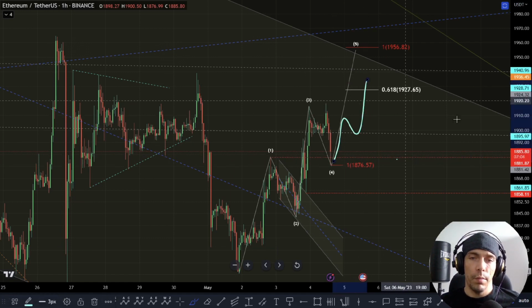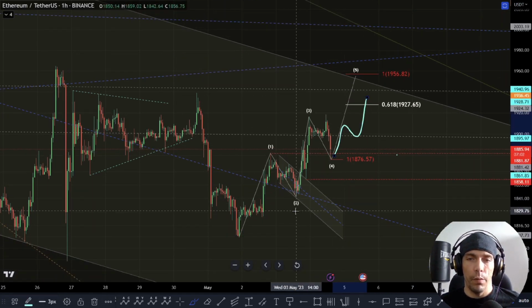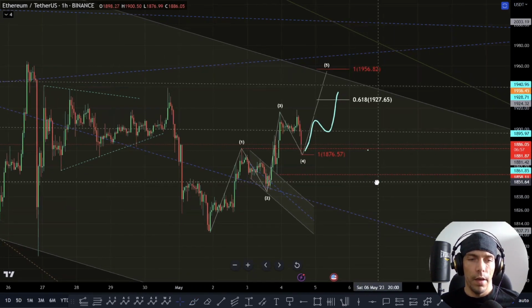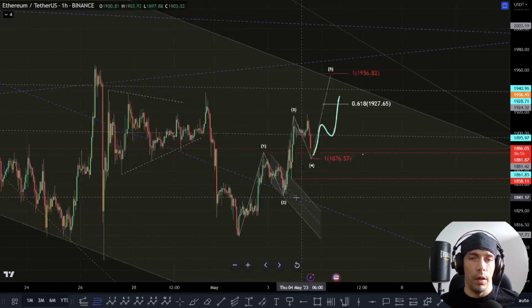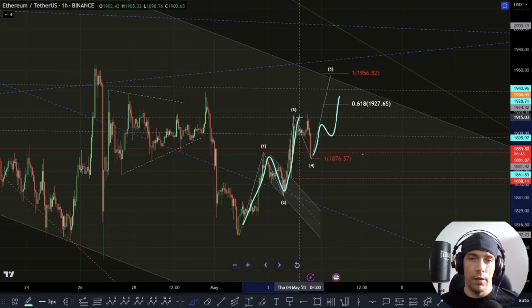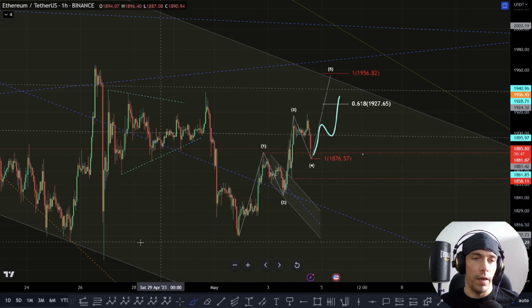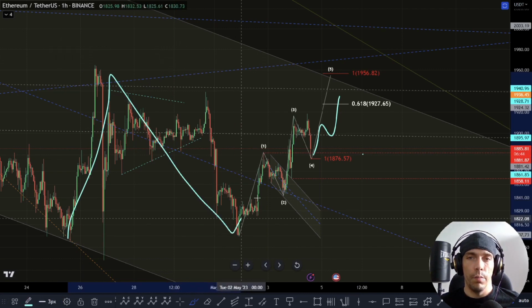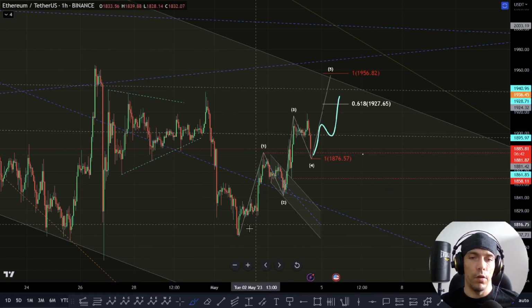A 3 wave move to the upside could then set us up for that potential of this all being a wave one here, or wave C, depending on how we want to look at it. That's the danger, is that a diagonal like this could actually be a C wave as well. So this could be A, B, C, and then we break down. So it's going to be key.